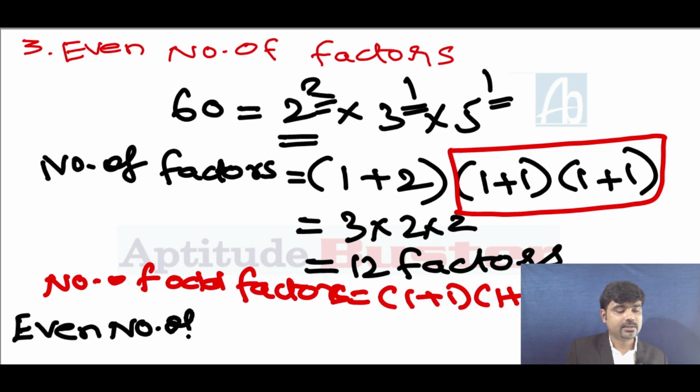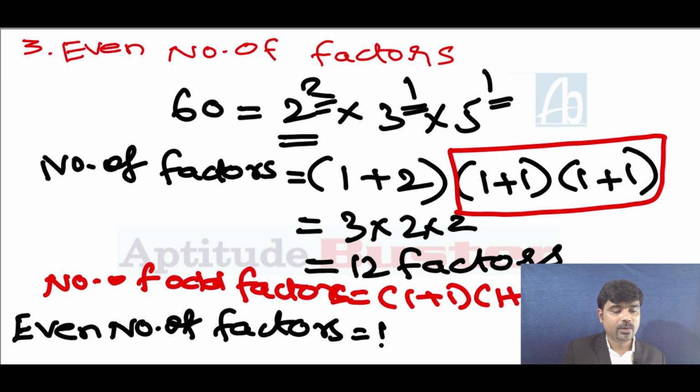Even number of factors is equal to the total, 12, minus the odd number of factors, 4. So the answer is, the even number of factors for 60 is 8.